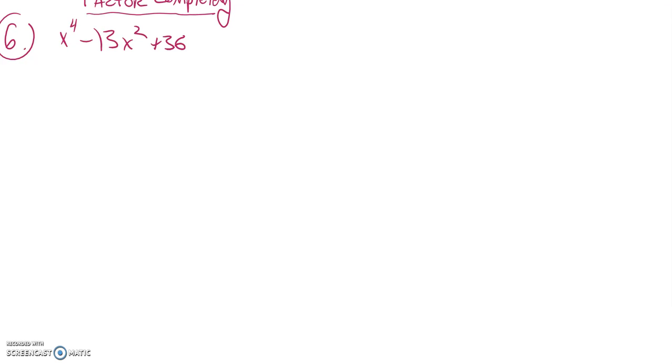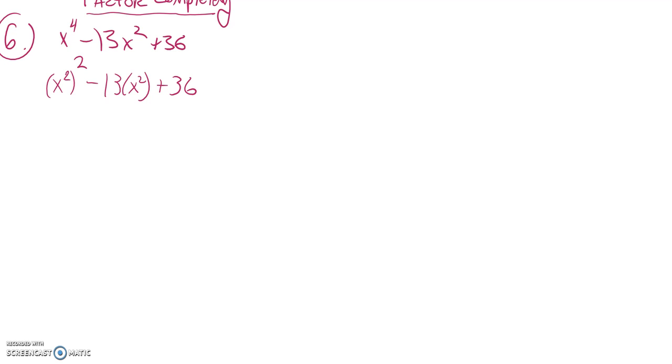I'm going to go two different ways with this. One of them is I'm just going to try and factor it. I noticed that this isn't a quadratic, but it's in a quadratic form. I have an x squared here and I have an x to the fourth here. This x to the fourth is x squared squared. In other words, I can think of this as x squared squared minus 13x squared plus 36. So I can factor it like it's a quadratic.